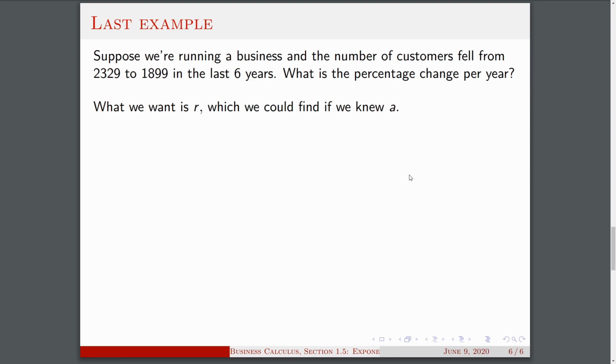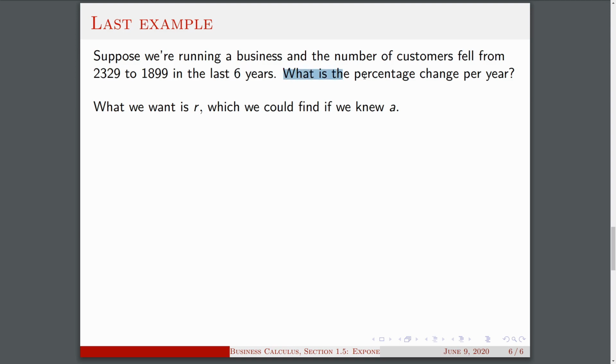And I have one more example here for you. So let's suppose that we're running a business and the number of customers fell from 2,329 to 1,899 over the last 6 years. And we have a question here: what is the percentage change per year? All right, it doesn't seem like it gives us enough information in the beginning. We only have two y values. These are values of the function, and we have the change in x between those two y values.